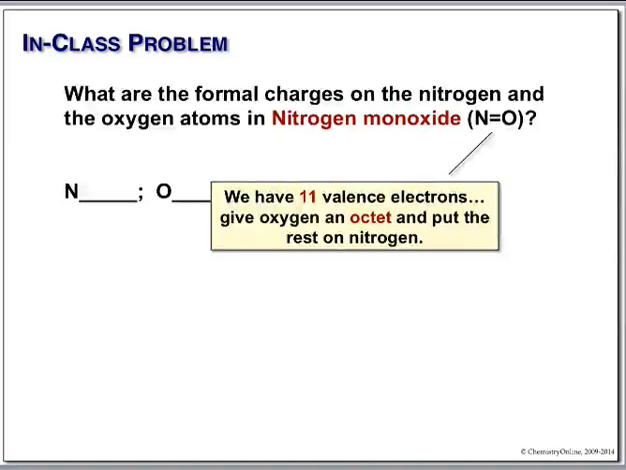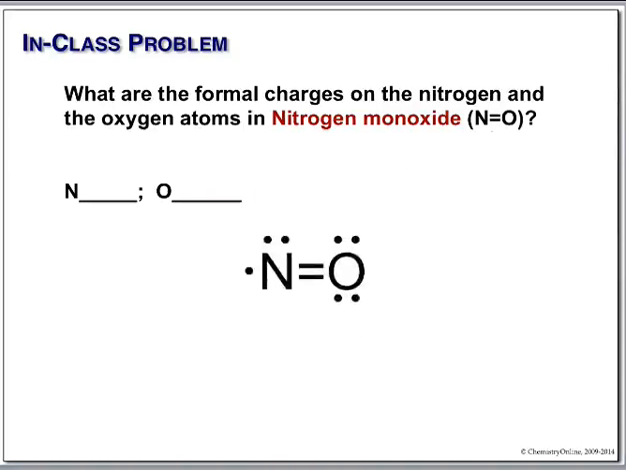11 is an odd number. That means that nitrogen is going to have only 7 of them. The Lewis structure then would look like this. There's our octet. Nitrogen has 2, 4, 6, 7. So this is what it looks like.